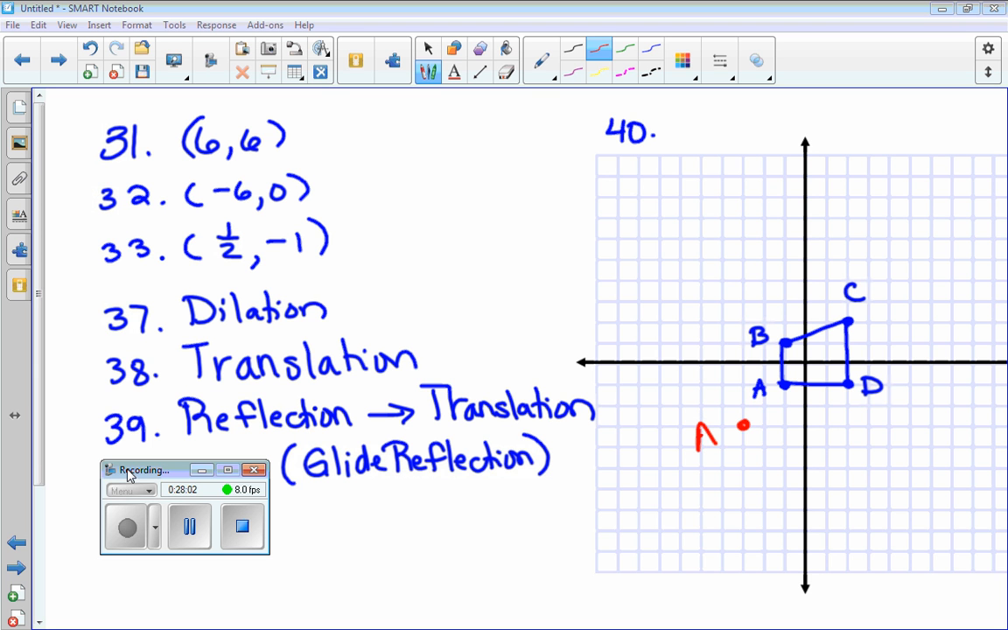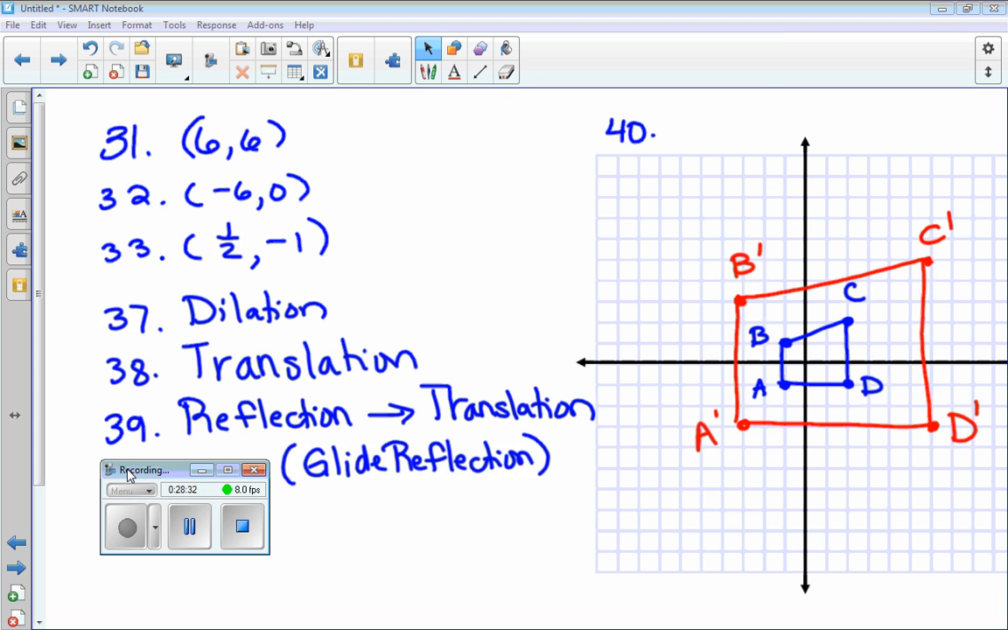Okay, so here's A prime. Where is B prime going to be? -3, +3. Okay, and how about C prime? 6, 6. Good. And then D prime? All right. And so it looks to me like this is going to be the figure. Okay? Exactly what we expected it to look like.